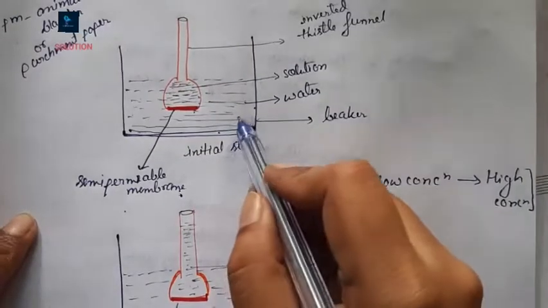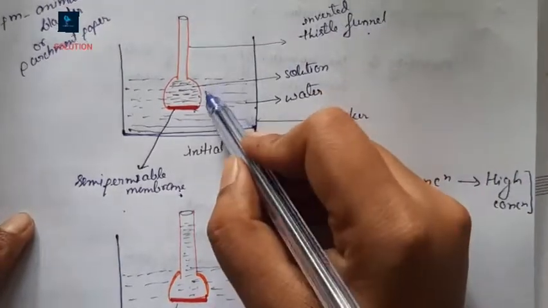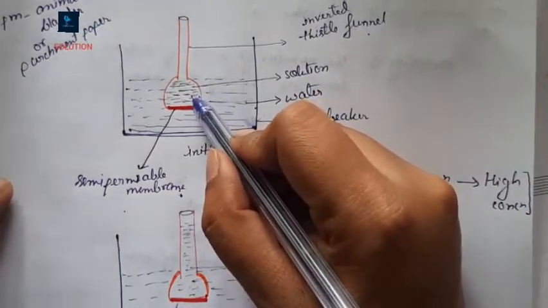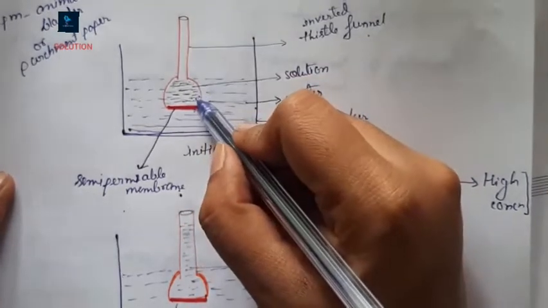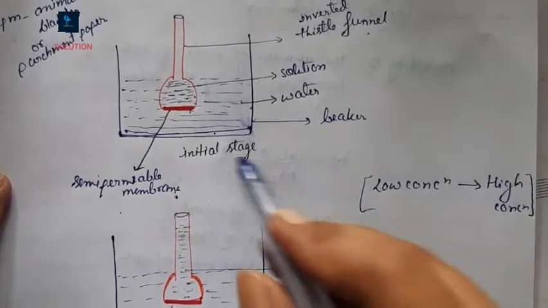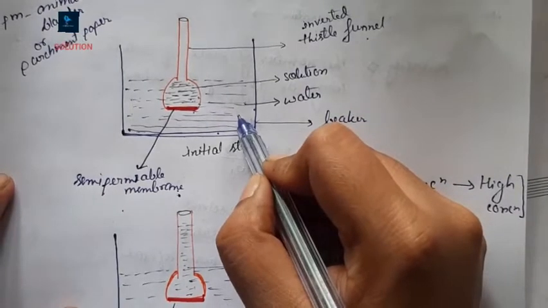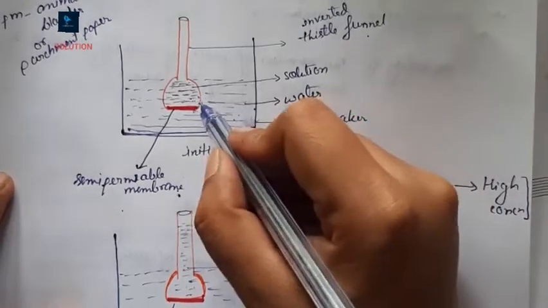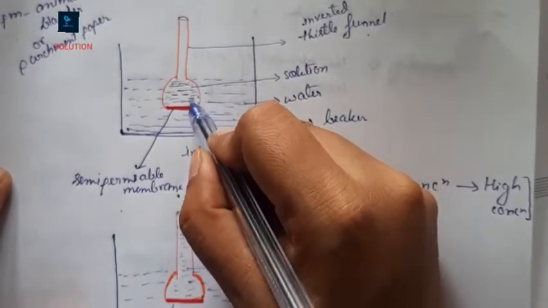You can see here I am taking the thistle funnel, which is inverted and filled with some solution, and I put it inside the beaker. We can say in the beaker water is present, and in the thistle funnel there is salt present.